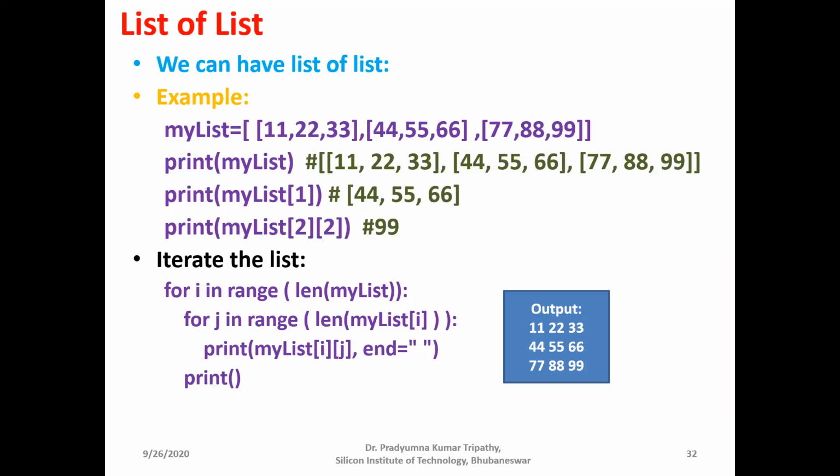We can have a list of lists as well. That means we can have a list which contains some other lists, maybe multiple lists.